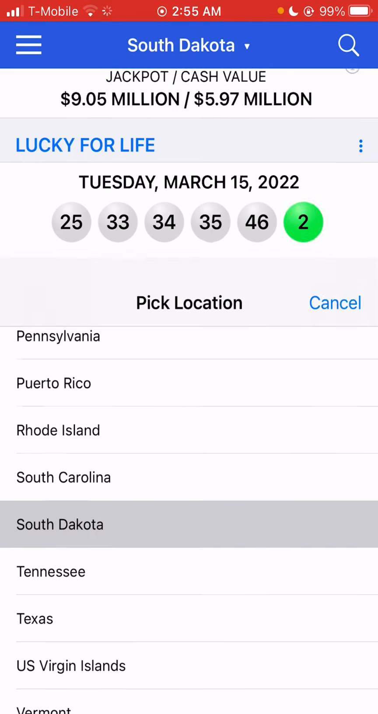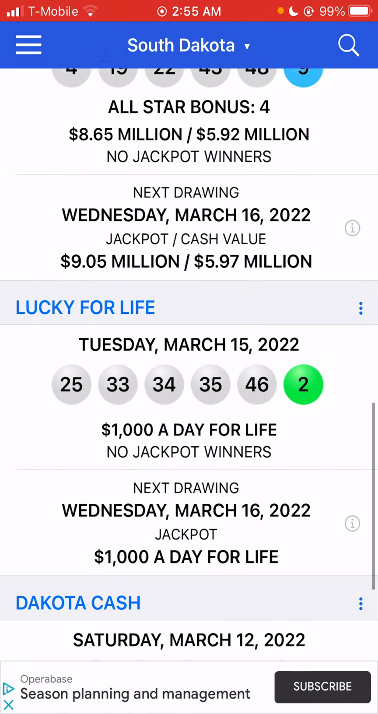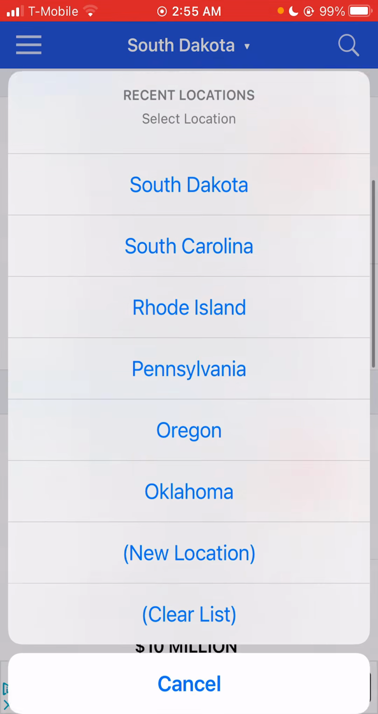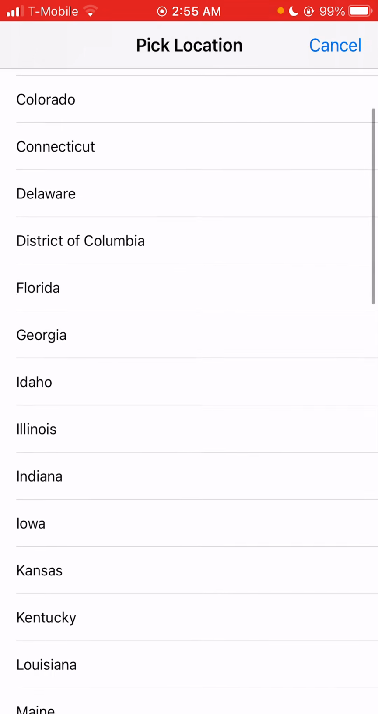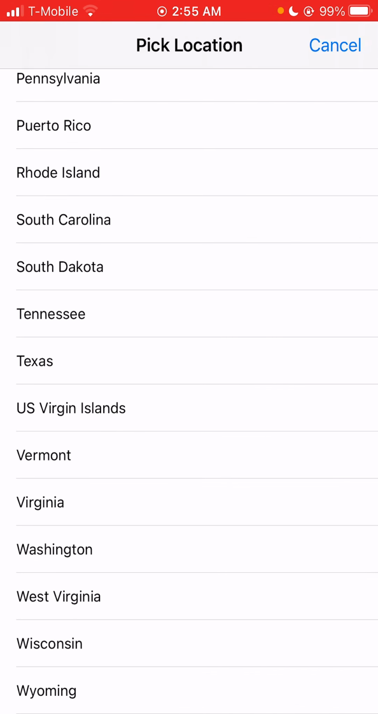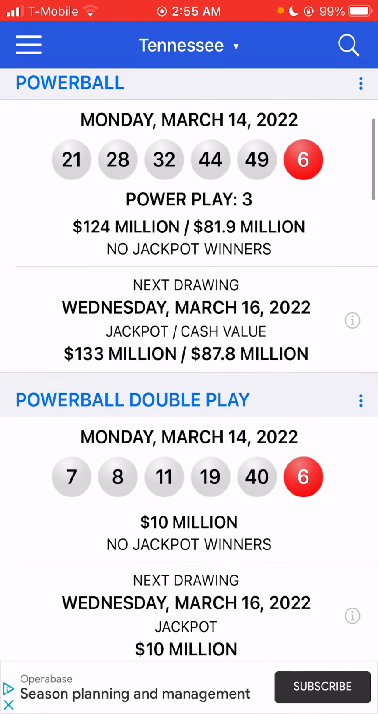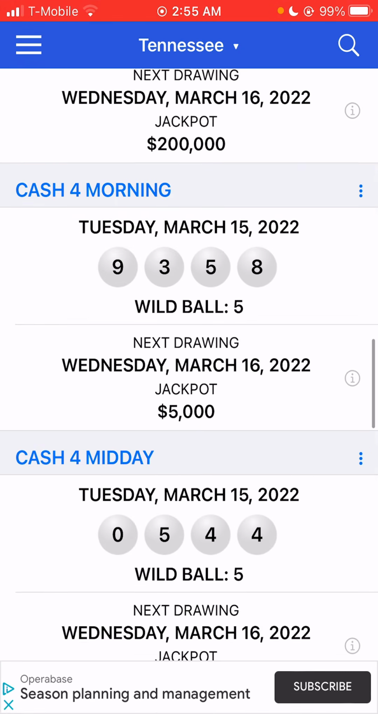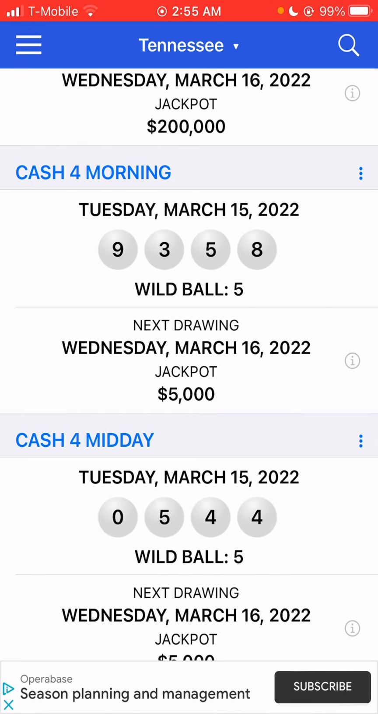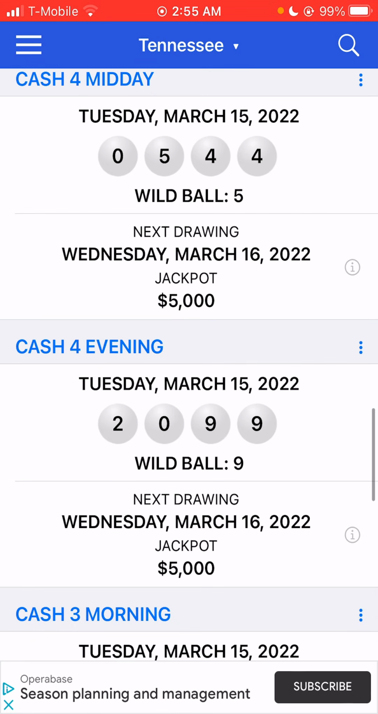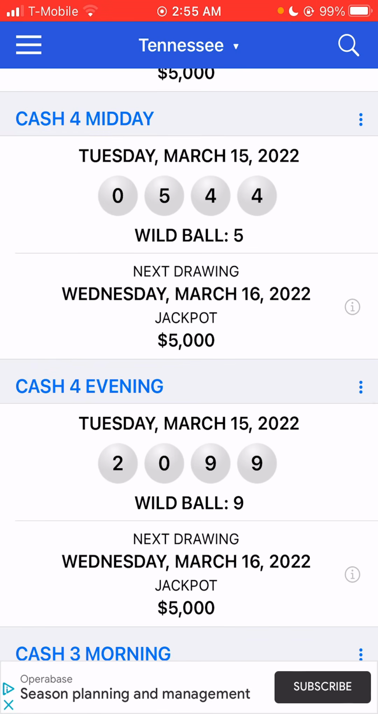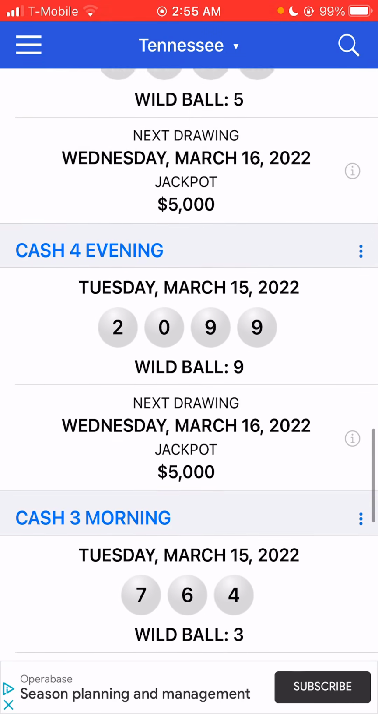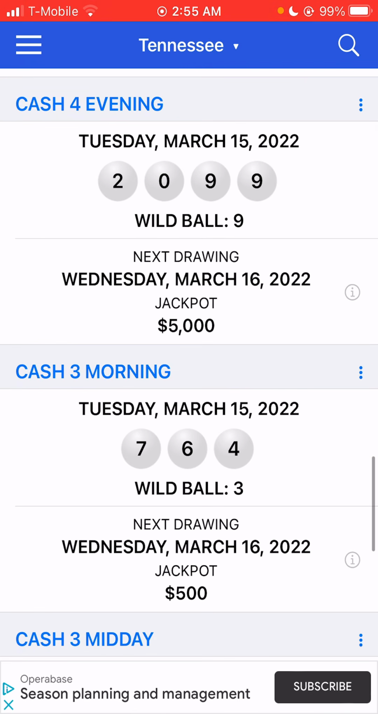South Dakota, I don't think they have it. Too small of a state. Tennessee. Wouldn't do the morning. If I were doing the midday here, I would put the 0, the 5, and the 4 in the grid. If I was doing the evening, I'd put the 2, the 0, and the 9 in the grid.